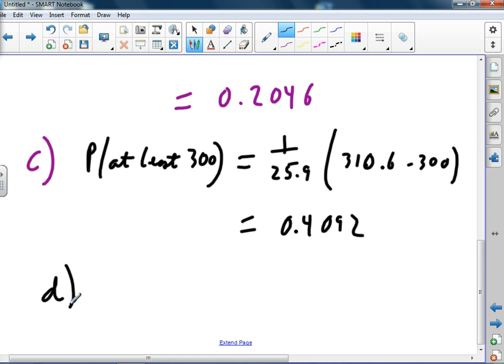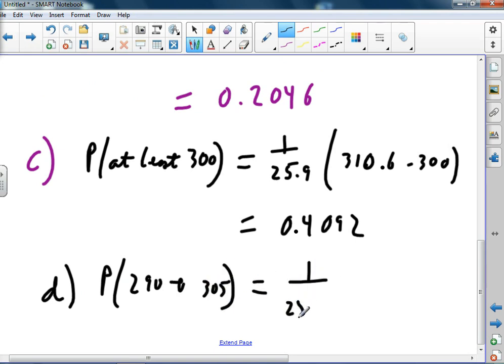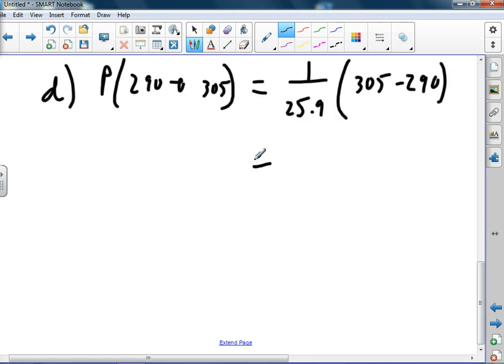D: What is the probability that the driving distance for one of these golfers is between 290 and 305? 1 over 25.9 times 305 minus 290, also known as 15. That gives 0.5790.